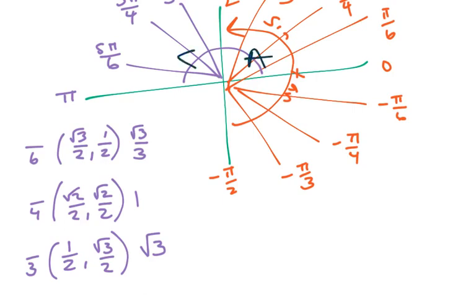So remember, all students take calculus, okay? In that first quadrant, they're all going to be positive. In the second quadrant, just sine and cosecant. Third quadrant, just tangent and cotangent. And fourth quadrant, just cosine and secant.